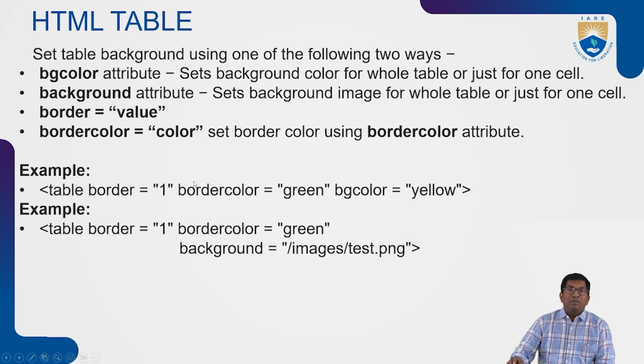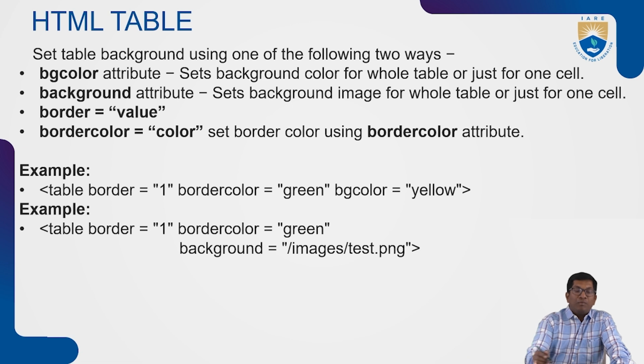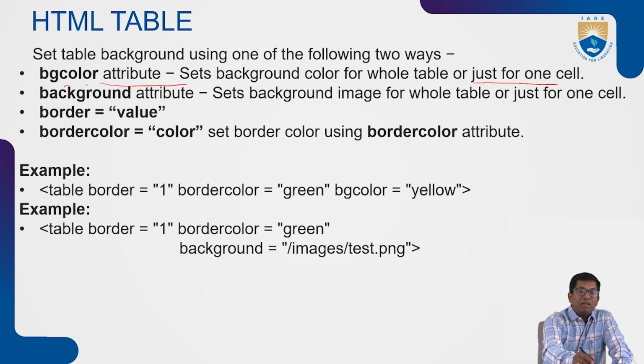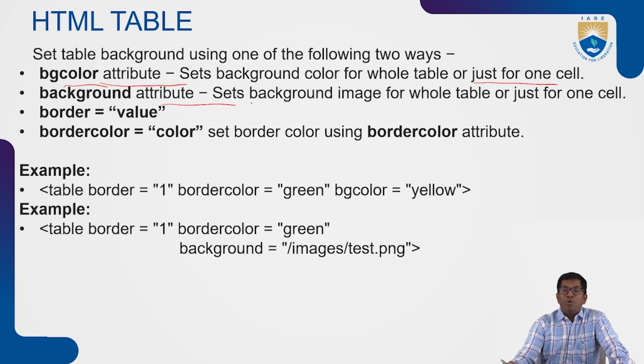Next, very important attributes for table elements. That is to set the table background using one of the following two ways. One is bgcolor. We can add the background color for your table. It sets the background color for the whole table or just one cell. So we can set the background color for a particular cell, or for the entire table, for all these cells, by using the bgcolor attribute. And one more attribute is the background attribute. It sets a background image for the whole table or just one cell. We can assign the background image for a cell also, otherwise for the entire table, for all cells. And one more attribute is border is equal to 1, so we can specify what border we need.